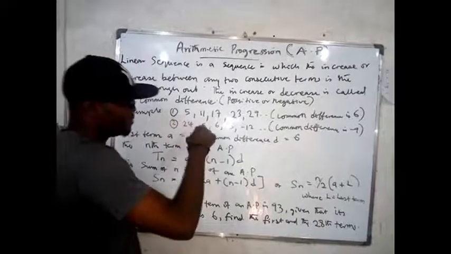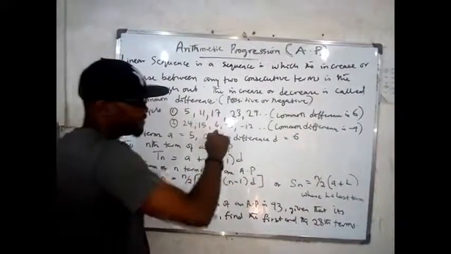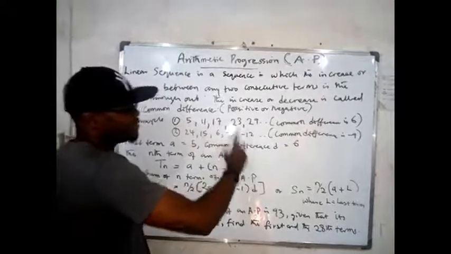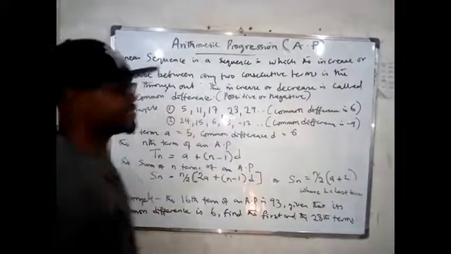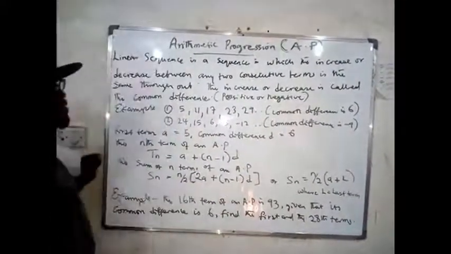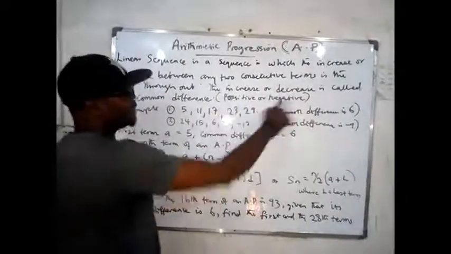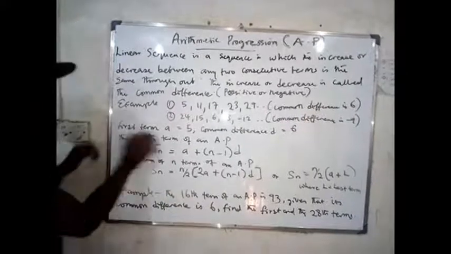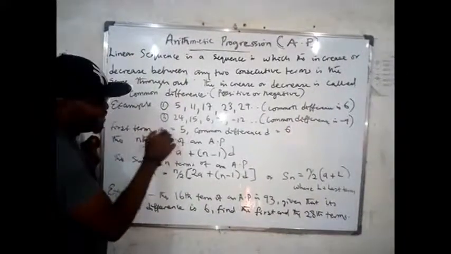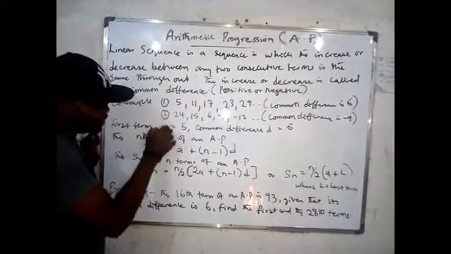24 minus 9, 15. 15 minus 9, 6. 6 minus 9, minus 3. Minus 3 minus 9, minus 12. Is that clear? Now, the increase or decrease is called the common difference, and it can be positive or what? Negative. The first term of an AP is represented with the alphabet what? A. Can you see that?